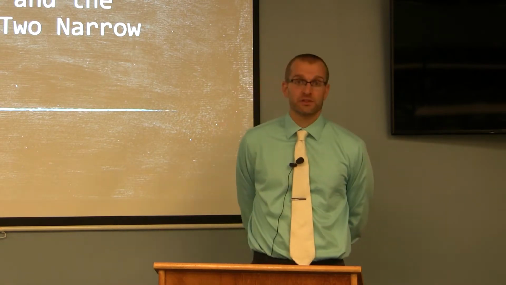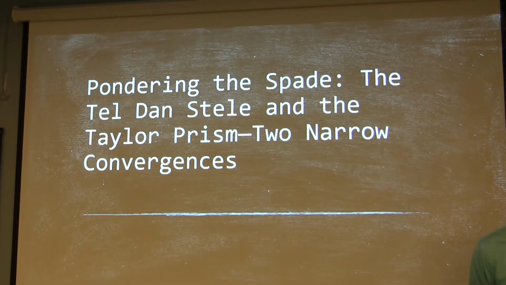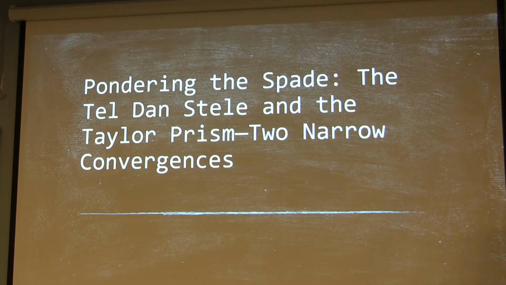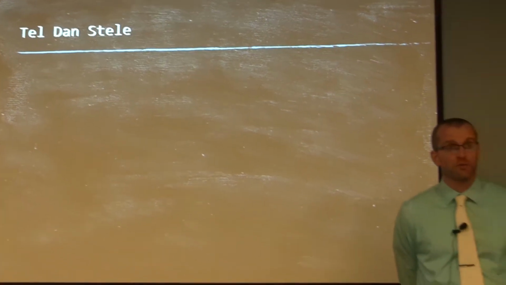So hopefully, if you're still a little fuzzy on, well, what is exactly a broad convergence? Hopefully, by discussing narrow convergences, and these two in particular, as a foil almost, you'll begin to clarify what actually is a narrow convergence versus a broad convergence. Okay? So again, we're going to talk about the Tel Dan Stele and the Taylor Prism. And it's actually also going to jump us into some discussions about what's the nature of ancient history writing, ancient historiography, which seems like a simple question. No, it's history writing. Well, it's not really that simple. It's very complicated and nuanced, and we have to understand some certain things.